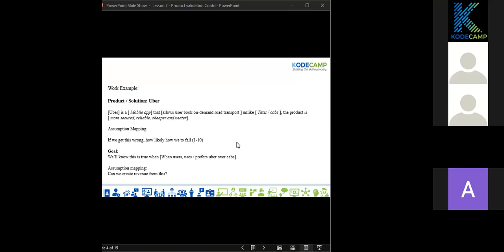Then the last one will be, we know this is true when people use Uber over cabs or prefer Uber over cabs. Let us assume we are making a new product. So it could be against the pain point of customers with finances, which is why the fear of a new user on the app is way cheaper than someone that has been on the app for a long period of time.